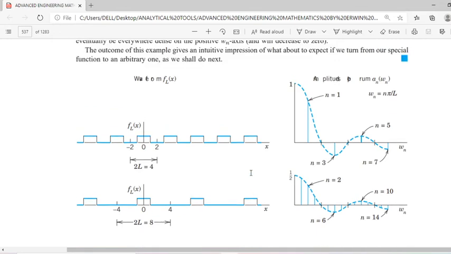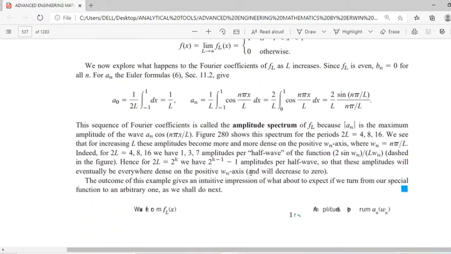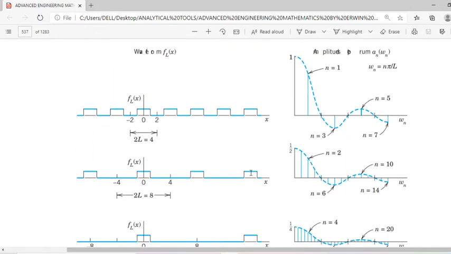As we have seen in this problem, what happens? It converges to 1 in the middle region and 0 in the two outer regions.